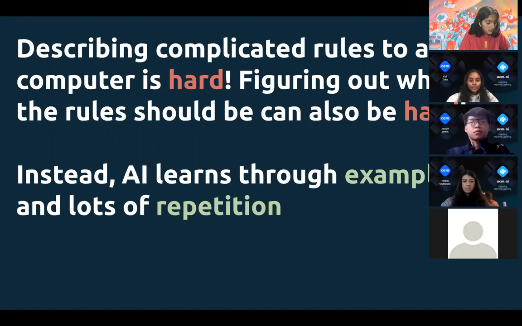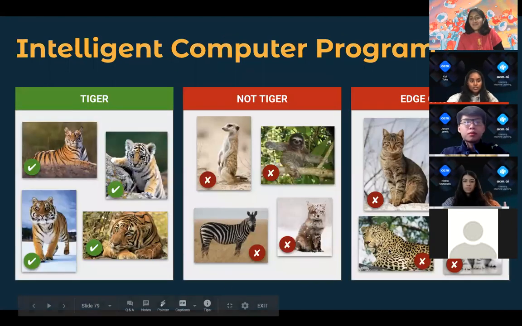AI learns through examples and lots of repetition. That's exactly how we learn too. In the beginning, we had no idea what was going on, but through examples and me telling you what the label data was, you were able to make your own patterns. So let's move on to the next slide.